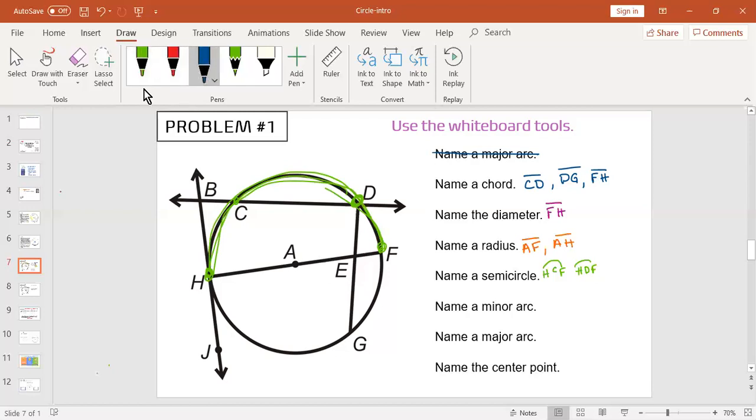And then the other one would be, there's really only one name for it, arc HGF. Again, I could switch the letters around. So H to G and then to F.